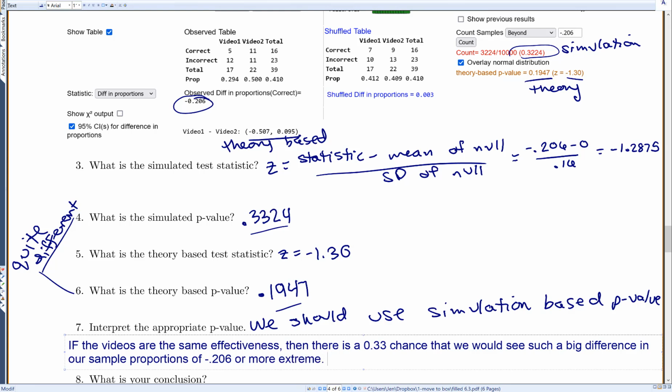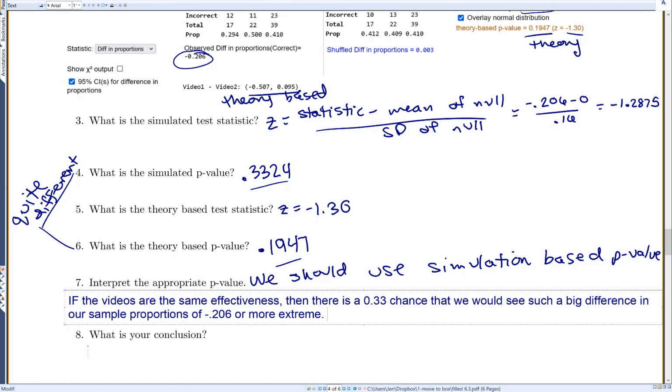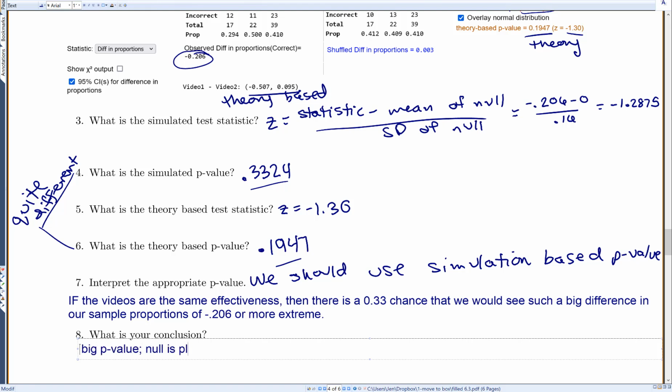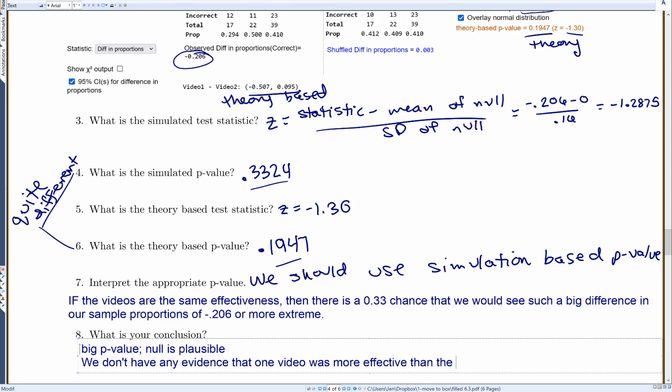Okay. That seemed like actually a pretty big difference in our proportions, but our sample size was so small. Okay, that is saying, yeah, that sample size is so small, you actually could see that big of a difference pretty easily just by chance. In fact, there's like a 33% chance that you would see such a big difference just by the chance of who you put in each group. Okay. And so what is your conclusion? We'd say something like, that is a big p-value, so the null is plausible. Okay. And then we can say something like, we don't have any evidence that one video was more effective than the other.